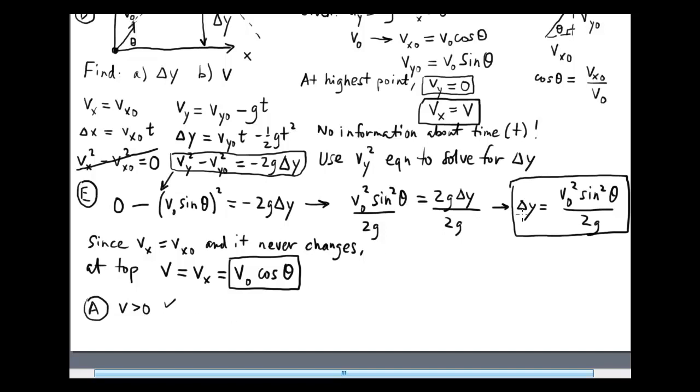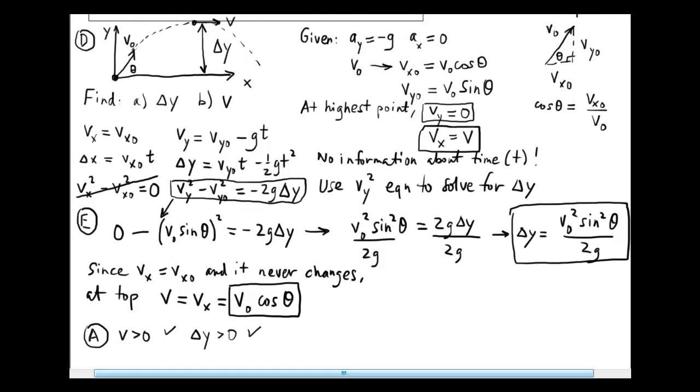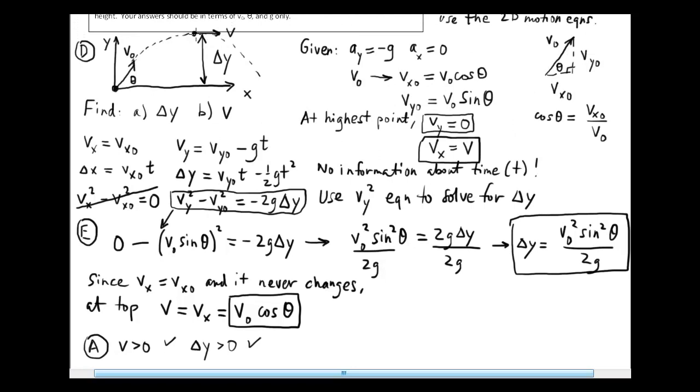And what about delta y? Delta y, if we look at this expression, it also is greater than 0 because we've got two squared terms in the numerator, and the denominator g is always 9.8, it's positive, so delta y is also positive, and that makes sense too, going back to the sketch for just a minute. Right? It's clear that y final at the top is higher than y initial, which was at the origin. So delta y, final minus initial, should be positive, no doubt. So those two are good.